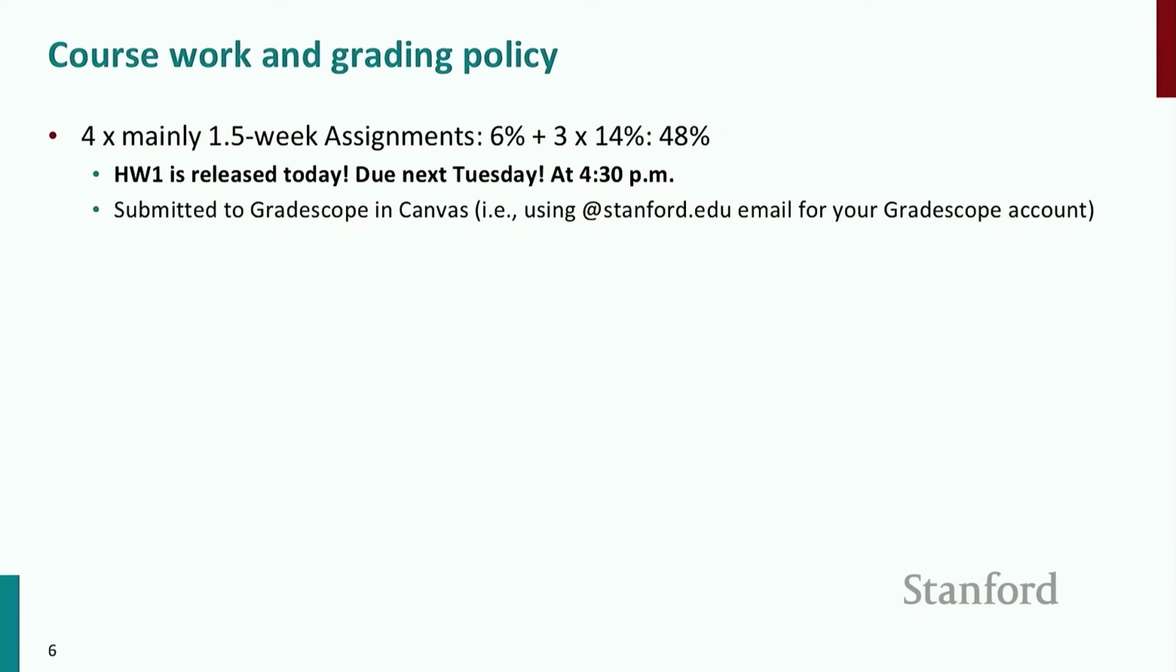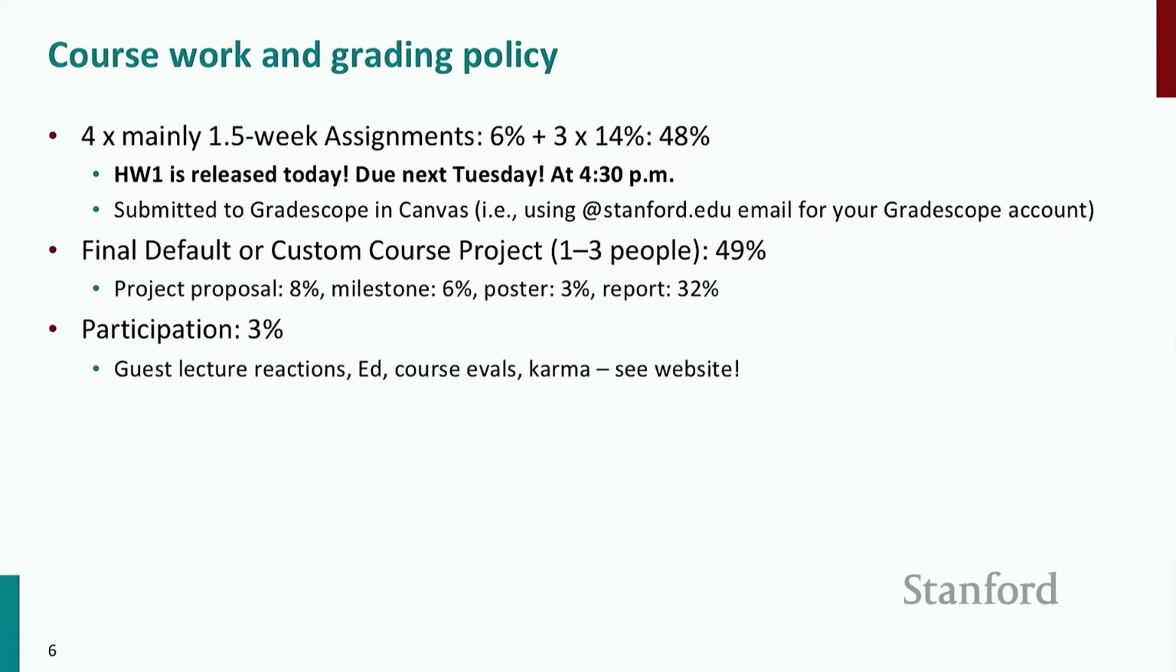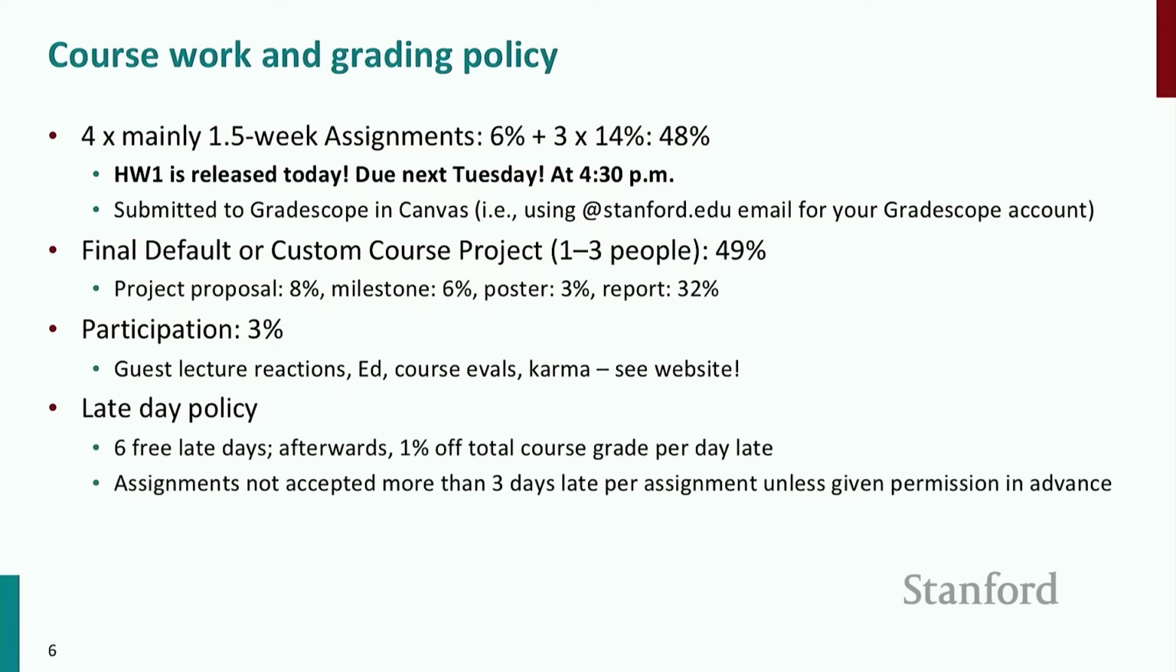Okay, here's how you get graded. So we have 4 assignments, mainly 1.5 weeks long, apart from the first one. They make up almost half the grade. The other half of the grade is made up of a final project, which there are 2 variants of, a custom or a default final project, which we'll get onto in a minute. And then there's a few percent that go for participation. 6 late days.